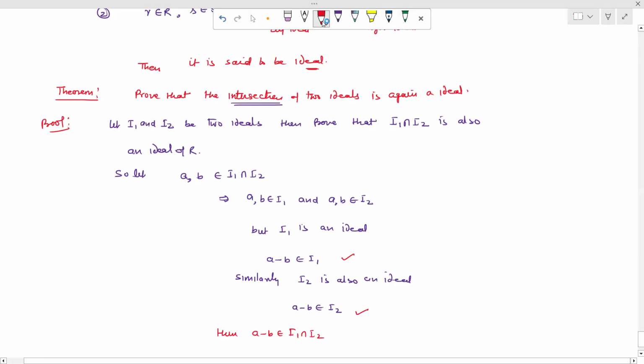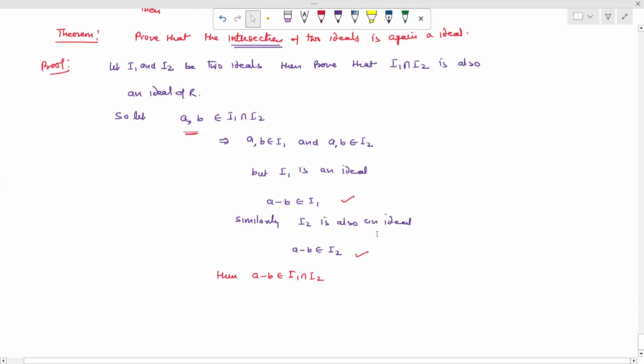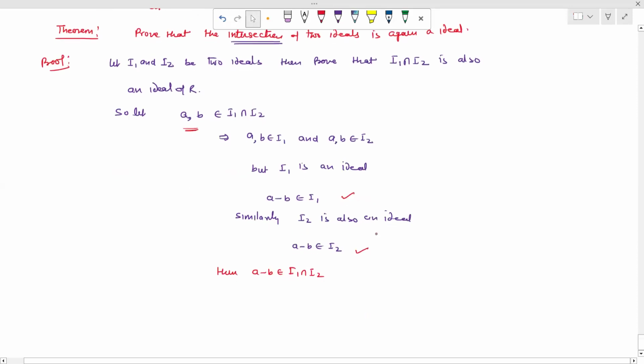तो ये फर्स्ट कंडीशन थी हमारी कि अगर A और B I1 इंटरसेक्शन I2 के एलिमेंट है तो A माइनस B भी I1 इंटरसेक्शन I2 का एलिमेंट होना चाहिए. ओके, नाउ अगेन अब लेफ्ट आइडियल और राइट आइडियल के लिए.